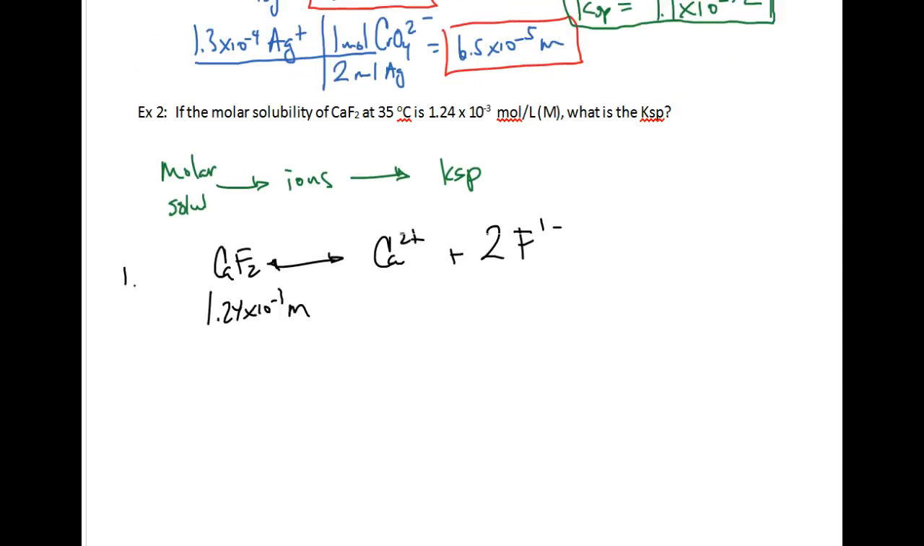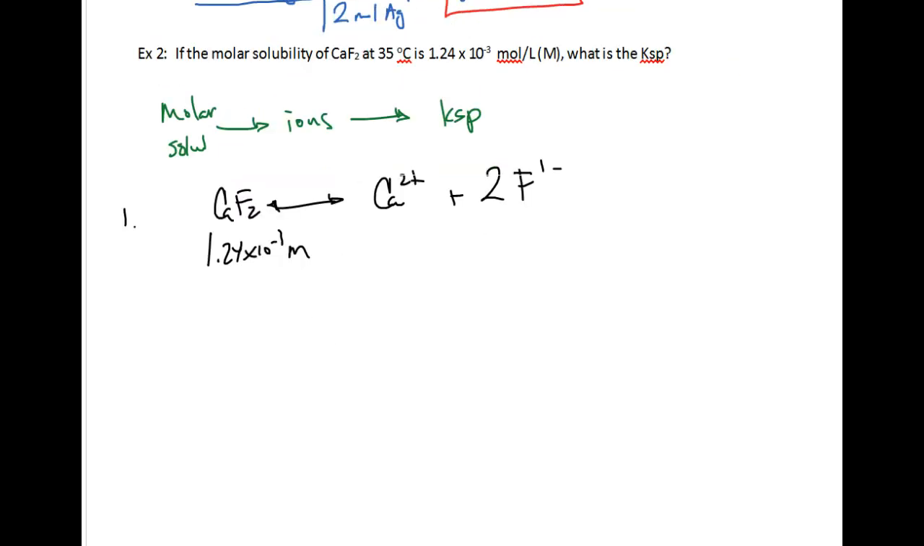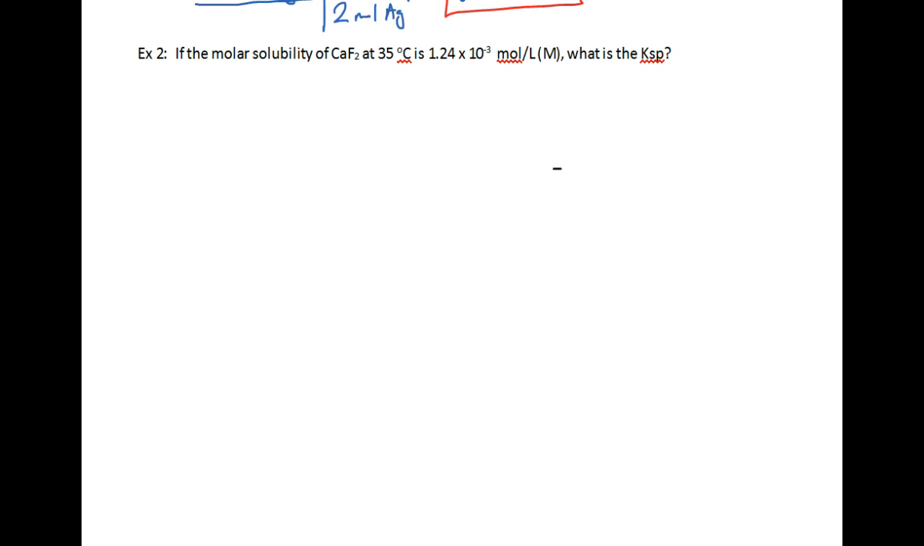Okay, ladies and gentlemen, let's take a look at another problem here. We have a problem that's going to ask us to calculate the Ksp from the molar solubility of calcium fluoride at 35 degrees, and they're telling us that the molar solubility is 1.24 times 10 to the negative third moles per liter, or molar. What is the Ksp? So what I'm going to do first is start off by writing the equation. We have calcium fluoride, solid, ionizing in water to form the calcium ion plus the fluoride ion. Noticing that there's 2 fluorines, we're going to have a coefficient of 2 there.